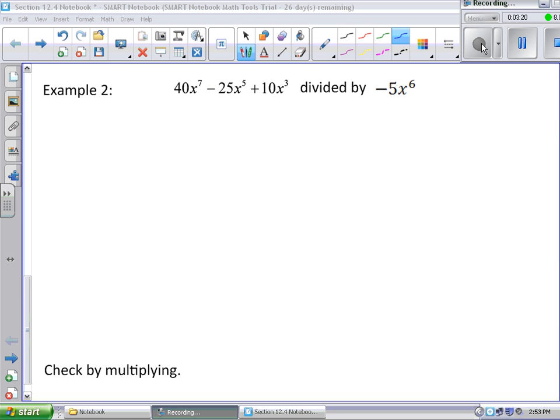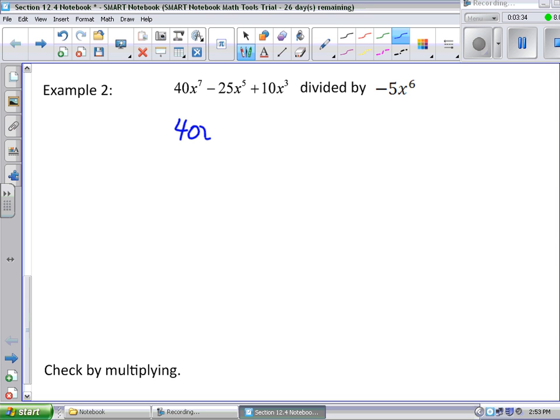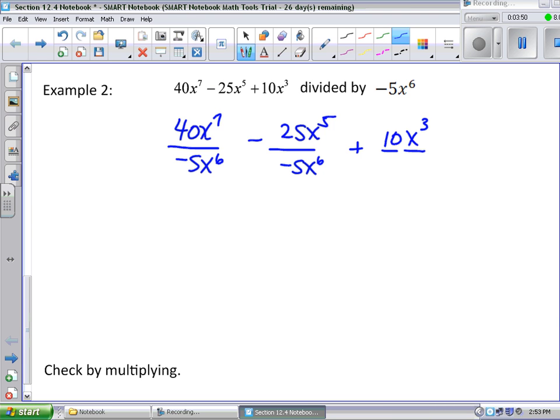Example 2. I want to write the problem as a fraction, and I'm going to go ahead and write each term separately in the first step: 40x to the seventh divided by negative 5x to the sixth, minus 25x to the fifth divided by negative 5x to the sixth, plus 10x to the third divided by negative 5x to the sixth.